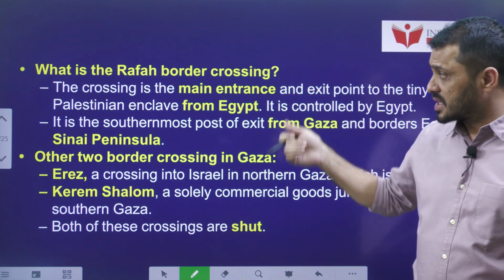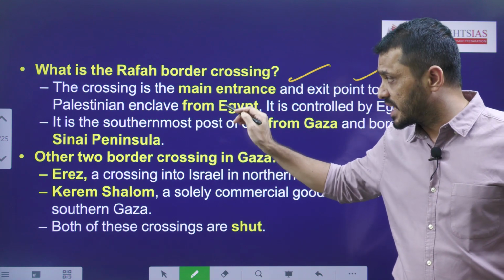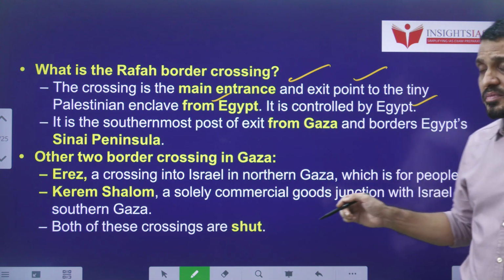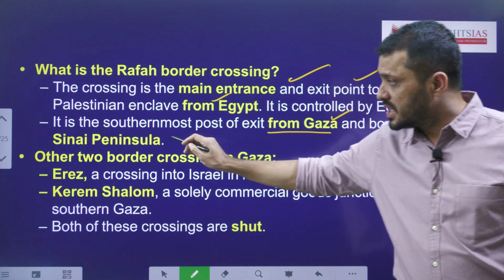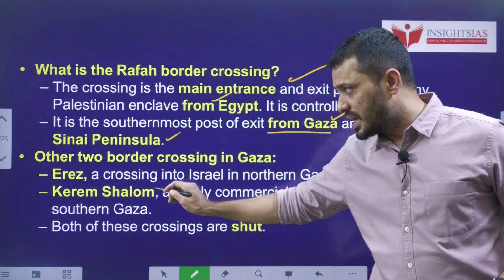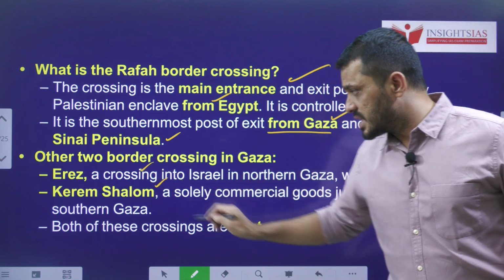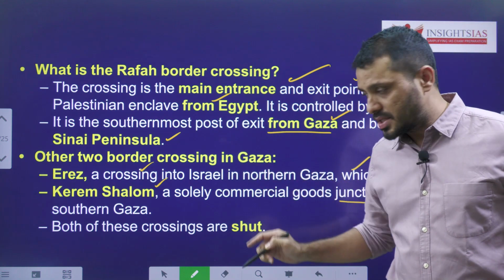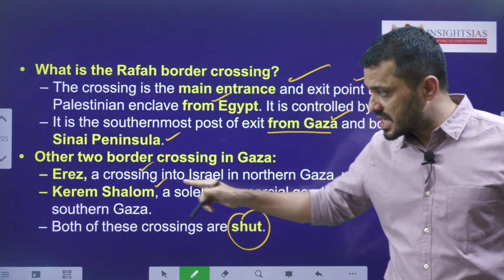What is the Rafah border crossing? It is the main entrance and exit point of the Palestinian enclave towards Egypt. It is controlled by Egypt, and is the southernmost exit from Gaza towards the Egyptian Sinai Peninsula. The other two borders, like I mentioned earlier, are Kerem Shalom, which is mainly for commercial goods, and Erez, in northern Gaza, which is for people going towards Israel. Both of these crossings were shut down. Which ones? Erez and Kerem Shalom.